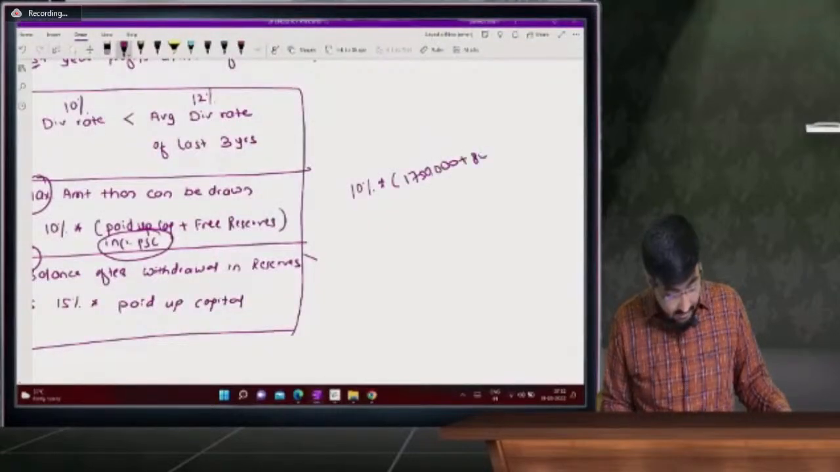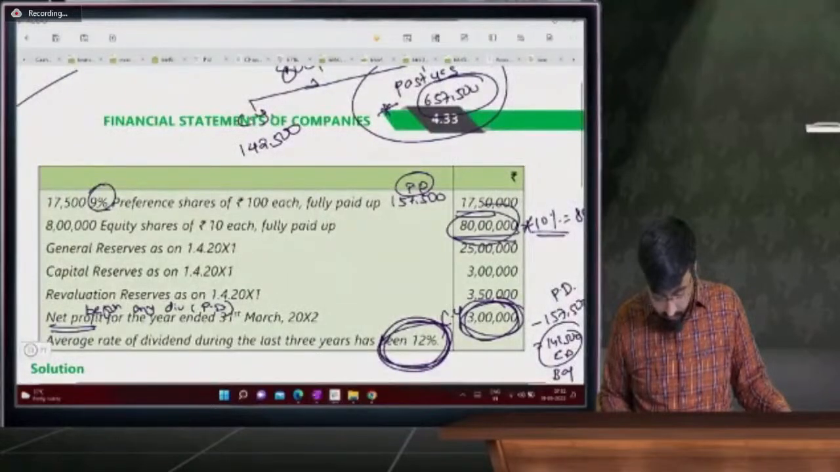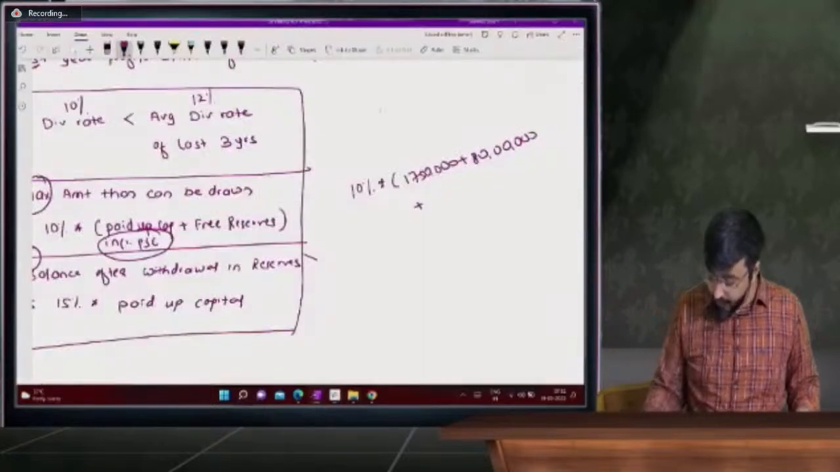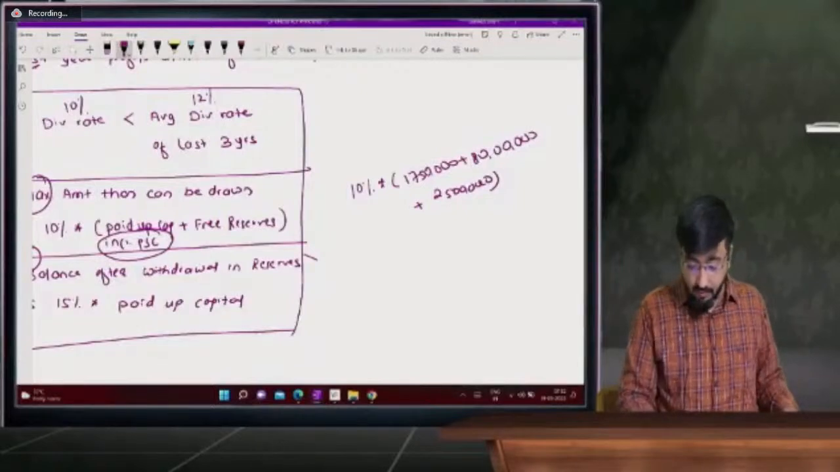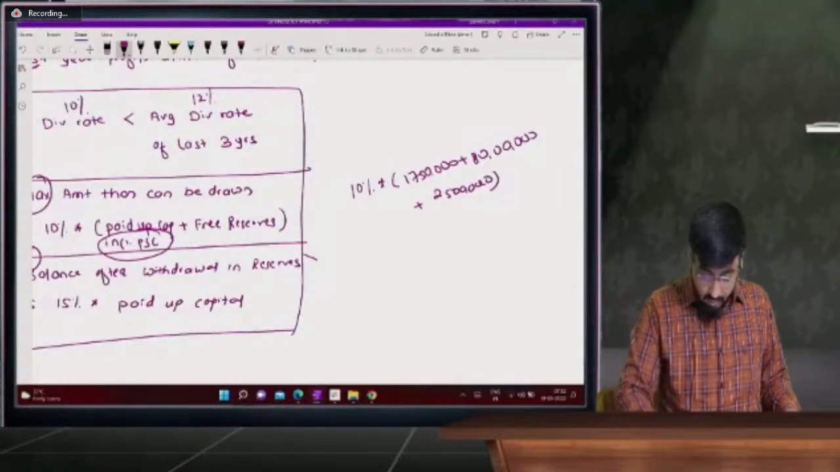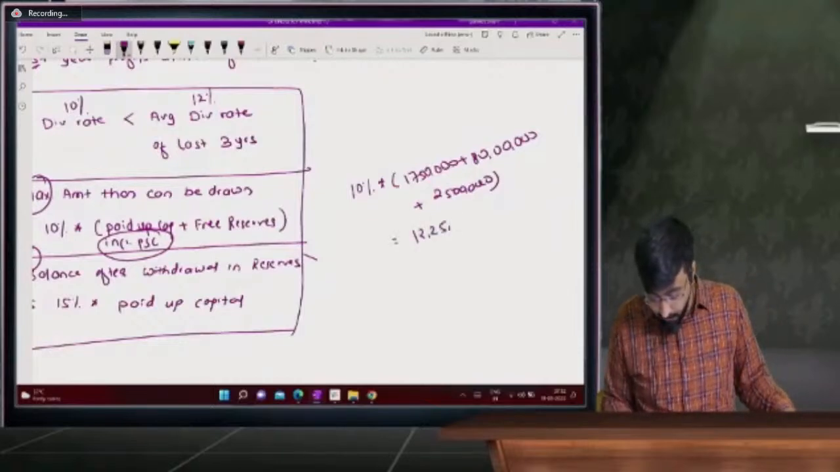plus 80 lakhs, plus free reserves. Now, what are free reserves? General reserve, 25 lakhs only, is free. Capital reserve is not free. General reserve is the only free reserve, so 25 lakhs. What is the 10%? 1750 plus 8,000 plus 2500 into 10%. So the maximum amount that can be withdrawn is 12,25,000.